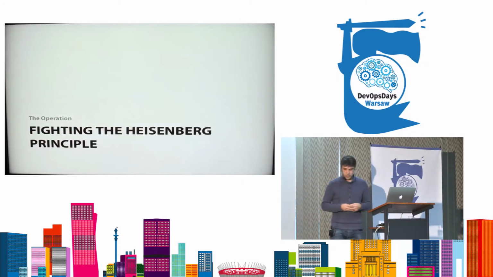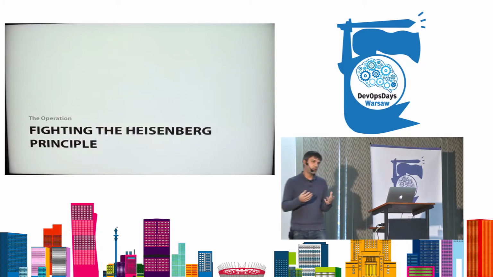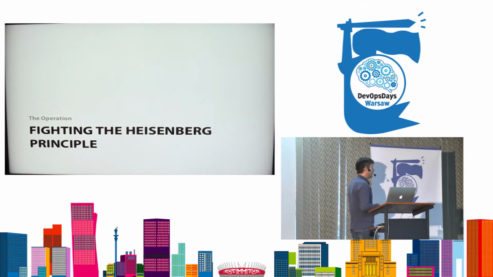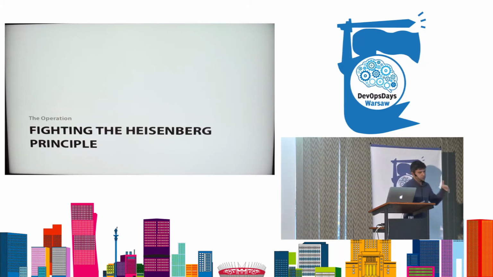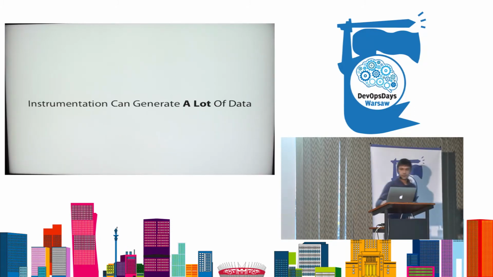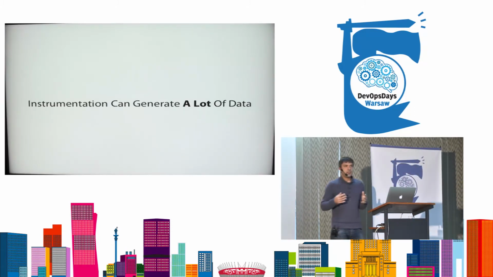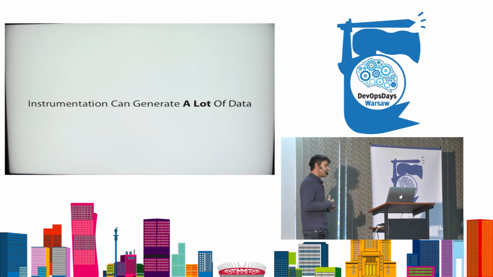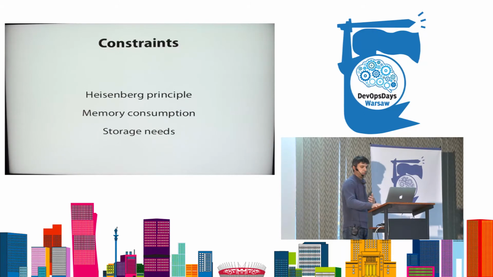Once you understand your solution and you know that you have to instrument your code, you have to fight the Heisenberg Principle, which basically says that if you are going to measure something, you're going to interfere with it. And instrumentation can generate a lot of data. It's really an intensive task, so you have to think about this stuff.